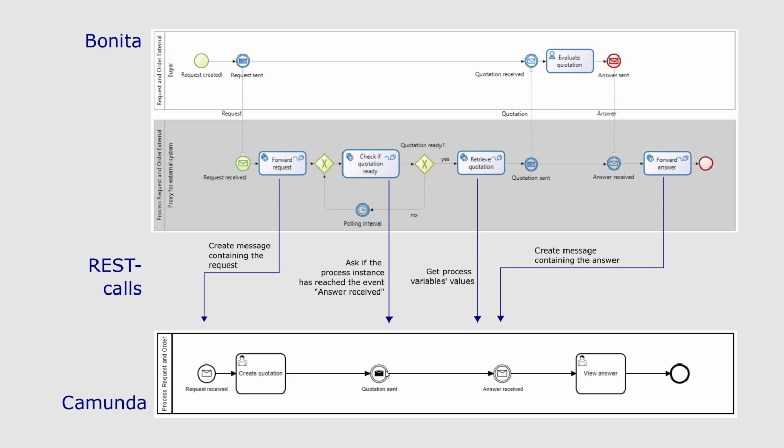In the next step, the support process forwards the quotation to the buyer process. Here, the buyer decides whether the quotation is accepted. This decision is sent via a message to the support process, which forwards it to Camunda using another REST call. This REST call creates a message in Camunda, which is caught by the intermediate event answer received.